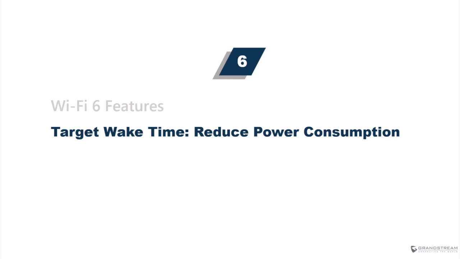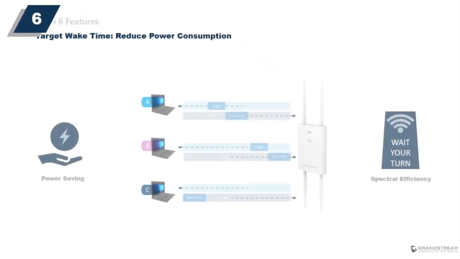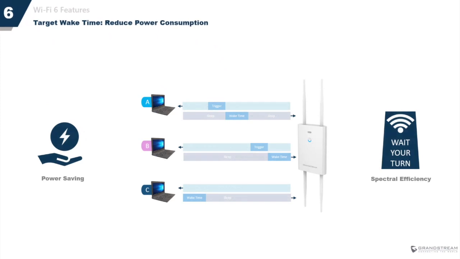To reduce power consumption and medium contention, Wi-Fi 6 introduced the target wake time feature. The main goal of target wake time is to save power on the wireless devices by enabling them to determine how frequently they will wake up to transmit and receive data. In addition to conserving the battery life of wireless devices, target wake time enables the access point to determine the schedule of when the wireless devices can access the wireless medium. And this helps reduce the contention over the medium and improve the spectral efficiency.